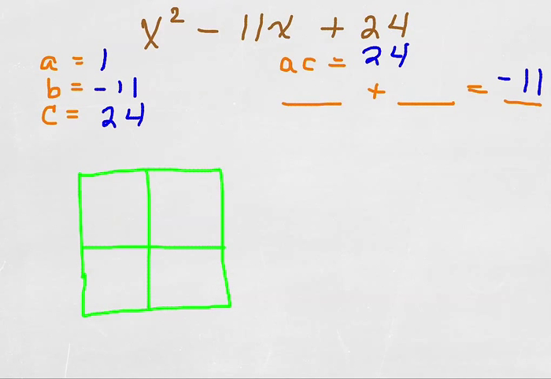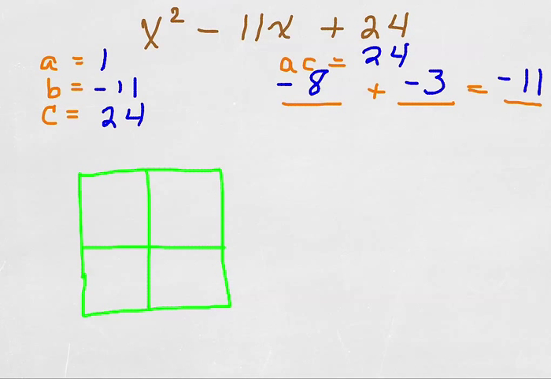So I can think of 6 times 4 or negative 6 times negative 4, but those don't add up to negative 11. When I start thinking about that, I would end up with negative 8 plus a negative 3, which adds to negative 11 while still multiplying to 24.